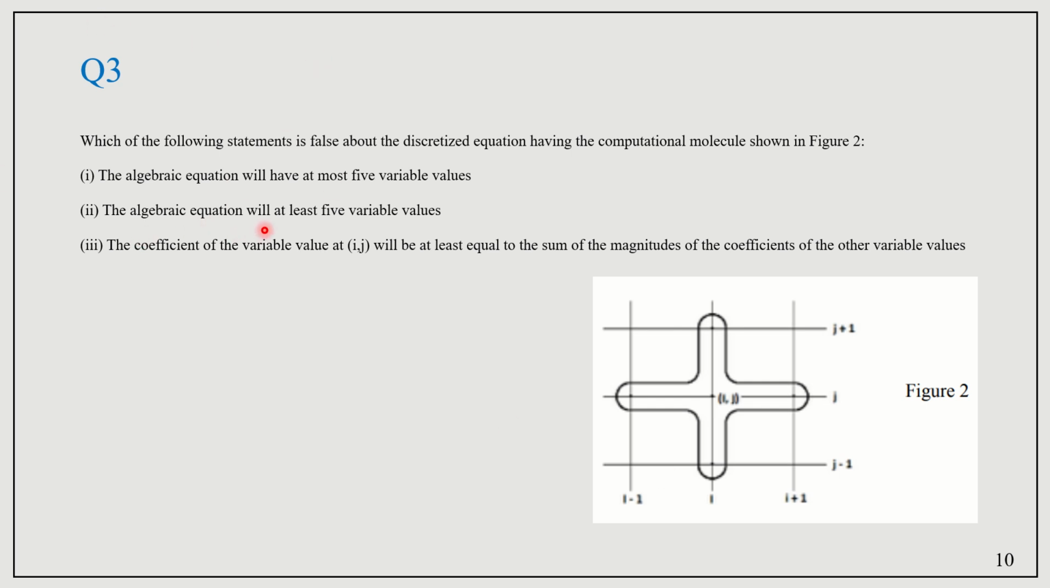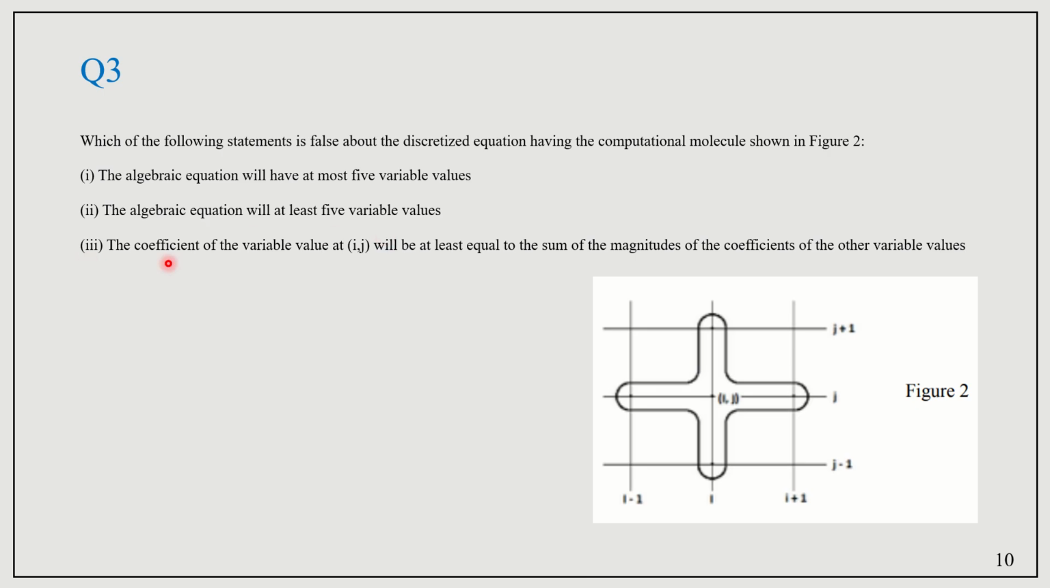Second statement: algebraic equation will have at least 5 variable values. So it is saying that none of them will become values, rather all the variables will remain as variables. That is what is given in the second statement. But that statement is false. Why? Because if it is a boundary, again we know that it becomes values, and maximum it can have 5, but minimum it cannot be 5. The number of variables can be less than or equal to 5. So we cannot say that all 5 will be variables. We cannot make statements like that. So the second statement is a false statement.